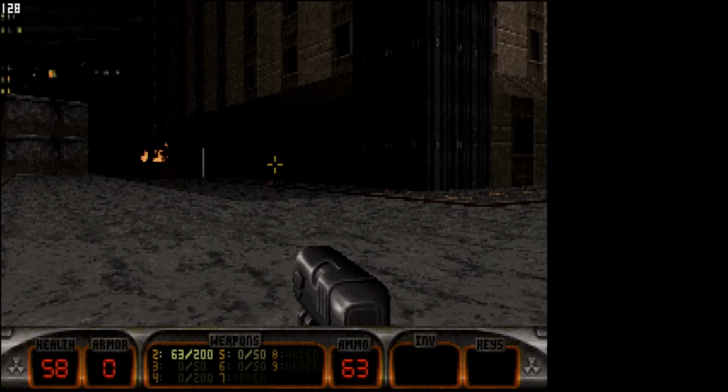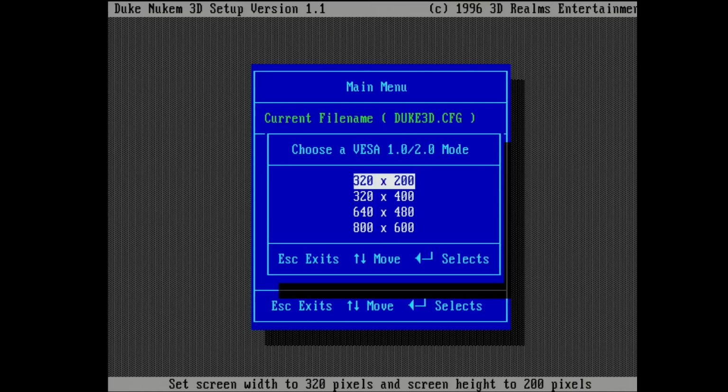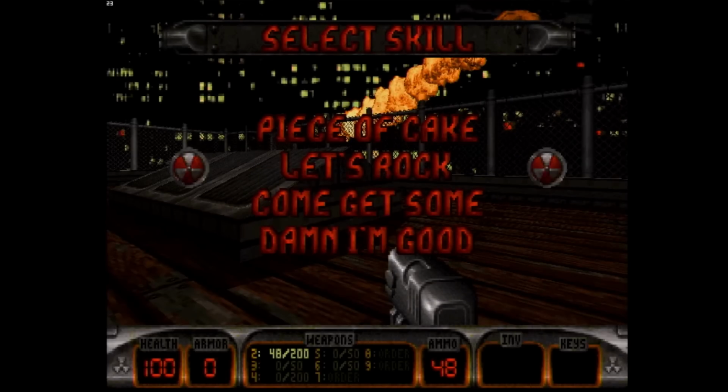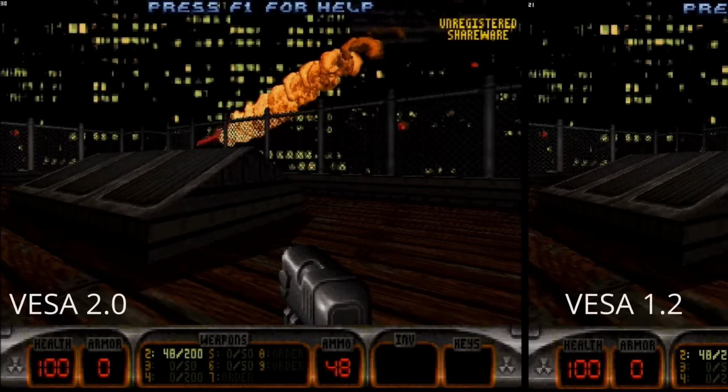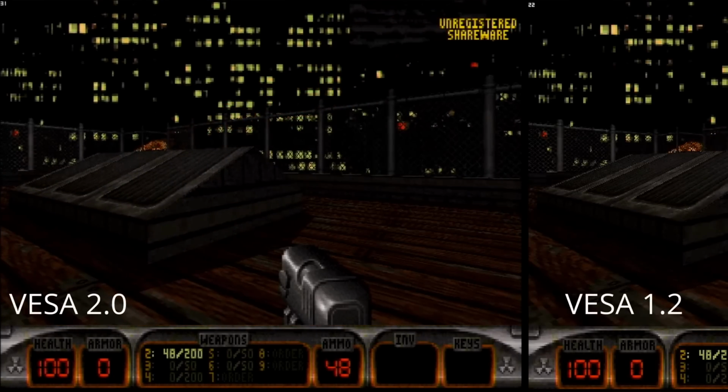But now let's try 640 by 480. So just because 640 by 480 is a VESA 1.0 standard, it doesn't mean that we won't get the benefits of VESA 2.0 now. Now if I run Duke in 640 by 480 with UniVBE enabled, I should still benefit from the linear frame buffer. Hopefully, we will see a much better frame rate when we start the game. And we are at 30 frames per second.